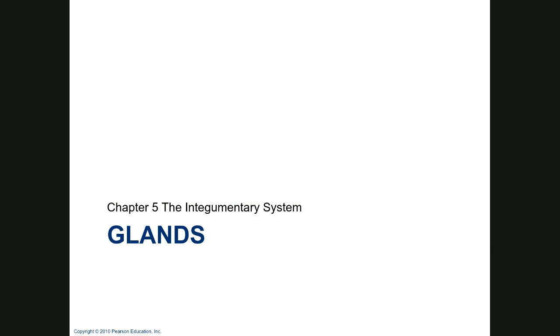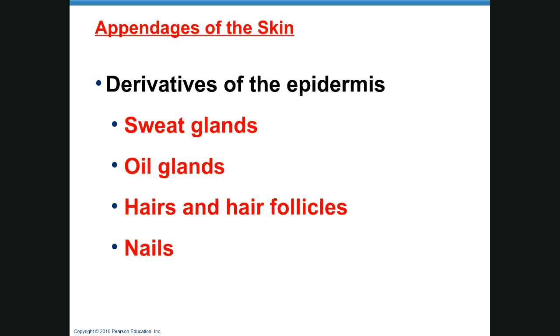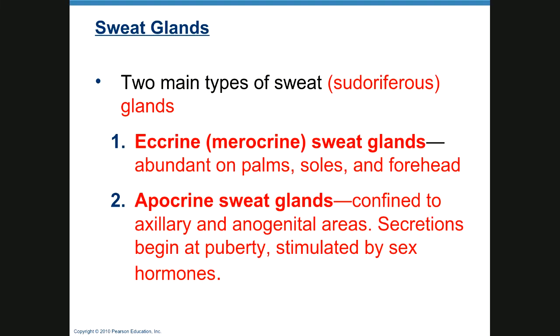Okay, so I'm going to move on to glands. And actually what this last portion is going to look at is the other organs of the integumentary system, which will be sweat glands, oil glands, hairs, hair follicles, and nails. Okay, so sweat glands are also called sudoriferous glands. You should know that. And sweat glands come in two types.